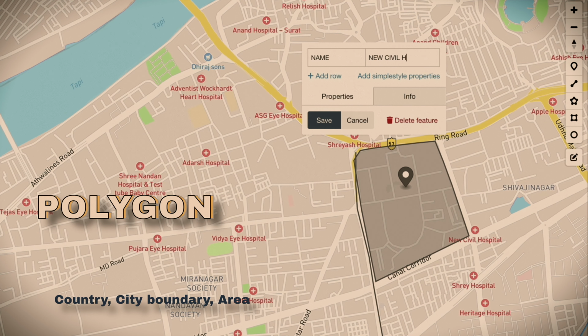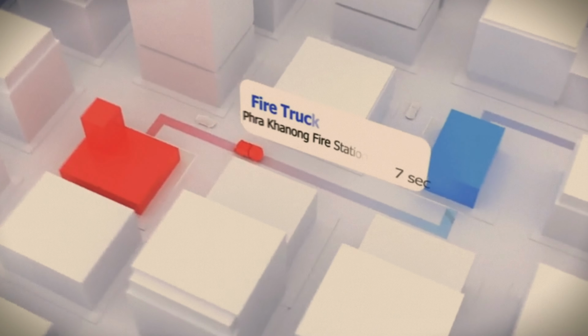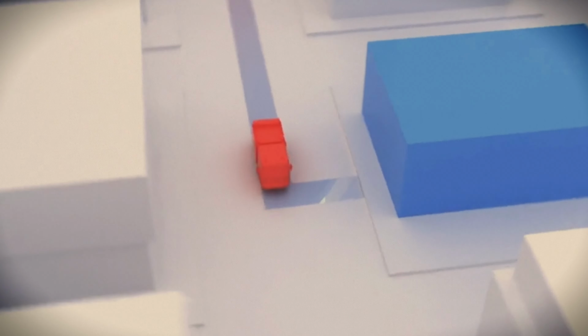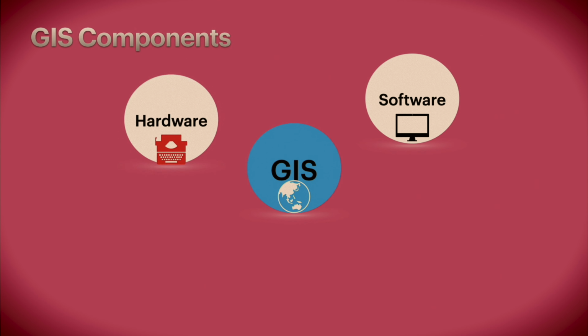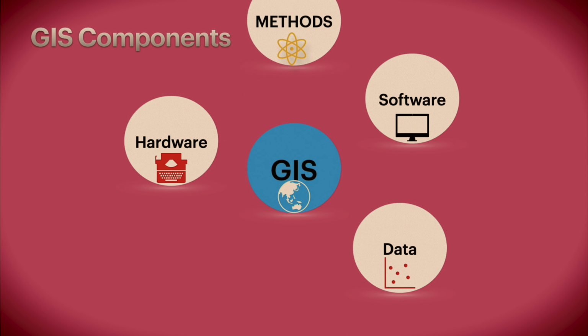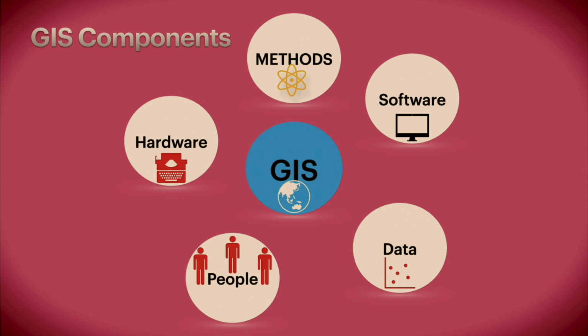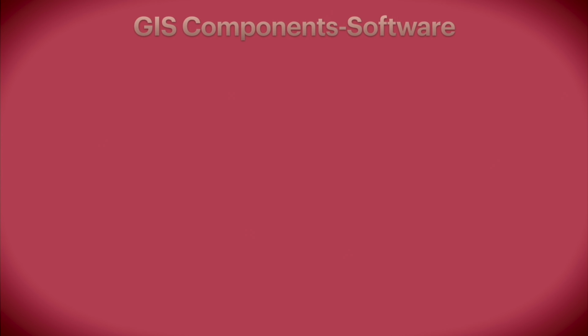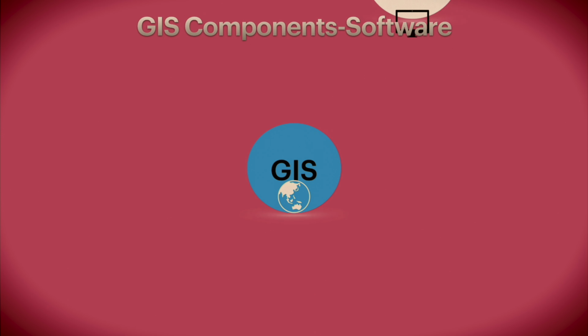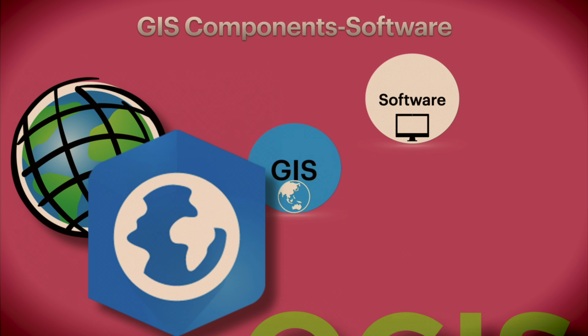A simple model is shown in two dimensions, but a more advanced one can be created in three dimensions to display the height of buildings and other structures. Components of GIS. GIS consists of software, hardware, data, methods, and people using it. Software is all the computer programs and apps used to handle, manipulate, and analyze data, like ArcGIS and QGIS.